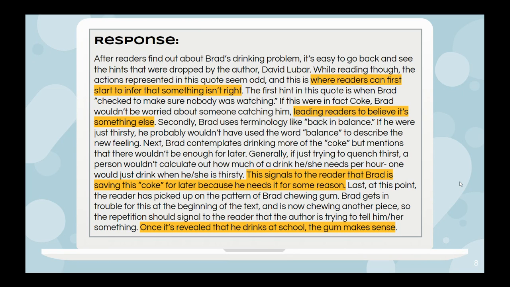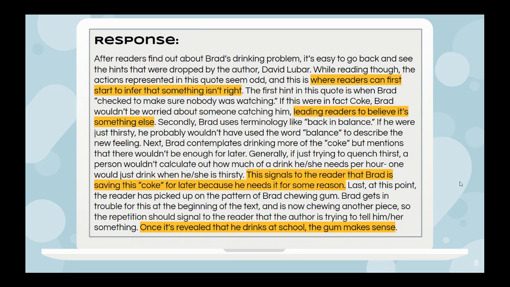Last, at this point, the reader has picked up on the pattern of Brad chewing gum. Brad gets in trouble for this at the beginning of the text and is now chewing another piece. So the repetition should signal to the reader that the author is trying to tell him or her something. Once it's revealed that he drinks at school, the gum makes sense.